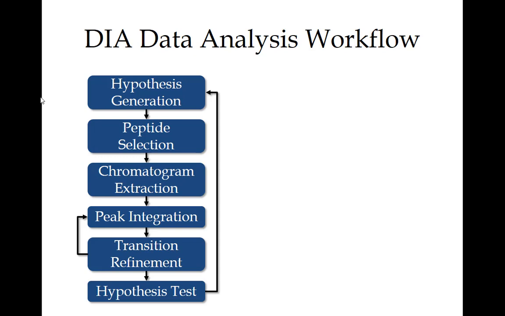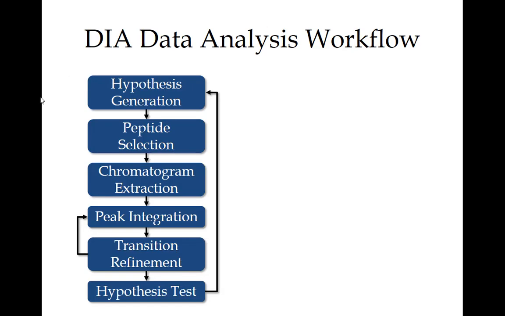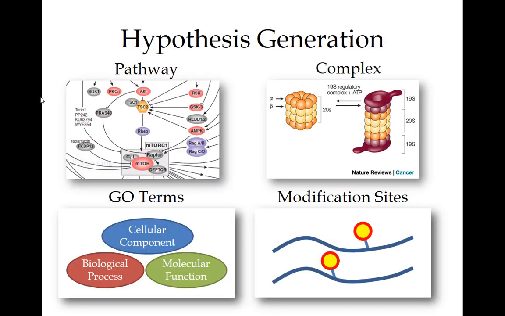So talking about the DIA data analysis workflow that I mentioned before, typically we do hypothesis generation, we choose peptides, extract chromatographs for them, integrate the peaks, and do transition refinement. The first step though is, remember I was talking about how do we know even what peptides we want to query from the DIA data? That's the first thing we have to decide: what peptides do we interrogate it for.